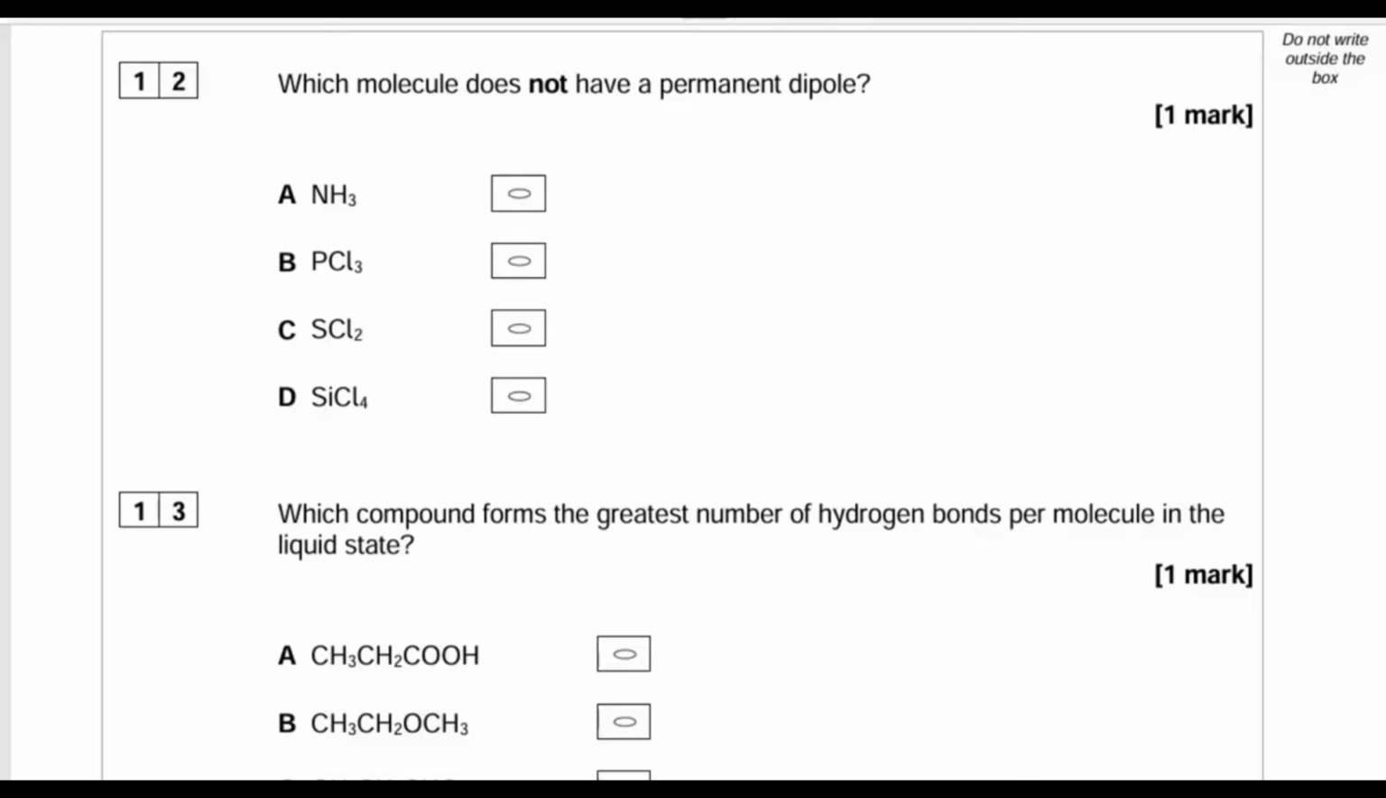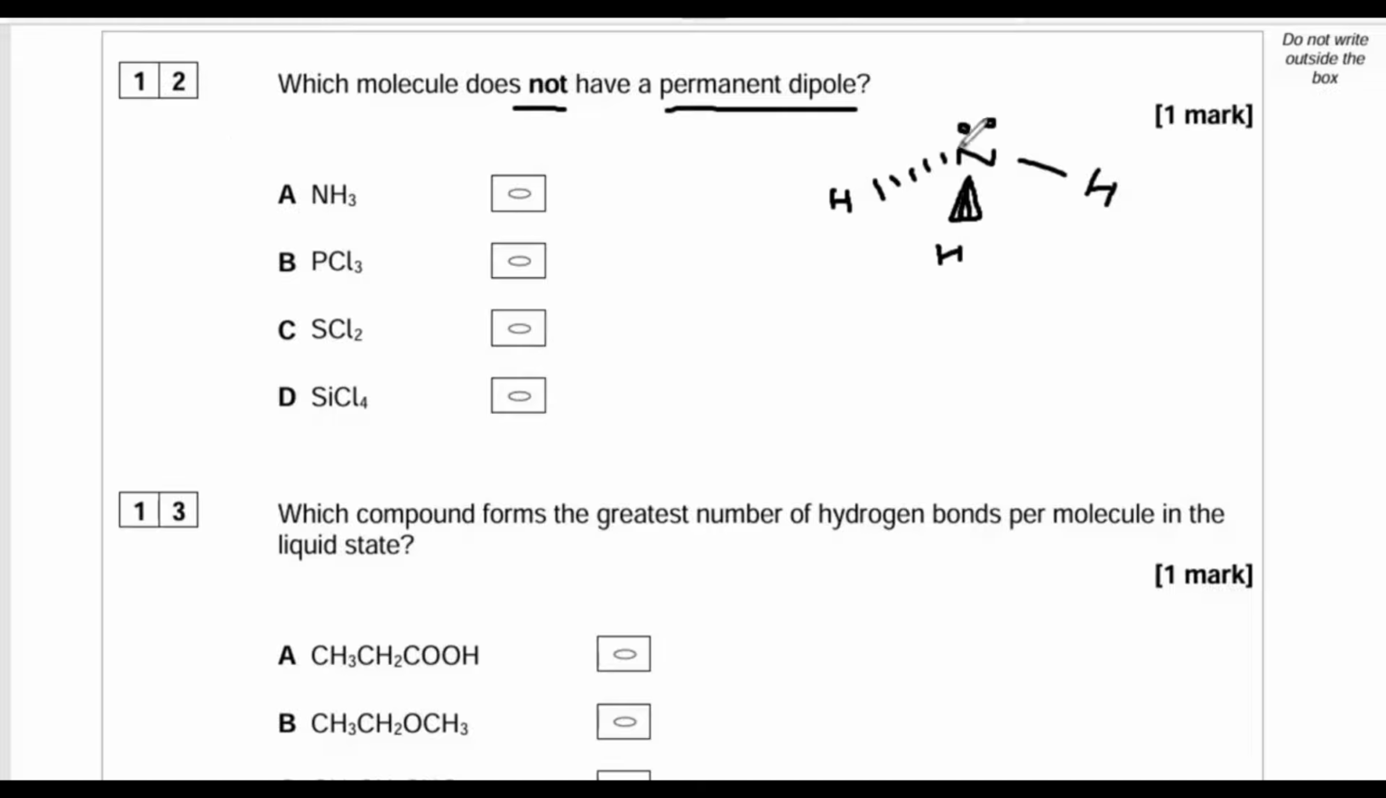Bosh! Why don't you pause the video, have a go, unpause and watch the explanation. So here we go. Which molecule does not have a permanent dipole? So if we look first of all at ammonia here, we've got the nitrogen with a lone pair, and I think you all can work out what the shape of this is. It's going to be pyramidal, and it's definitely not symmetrical.